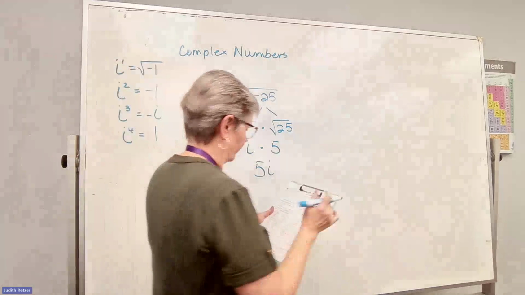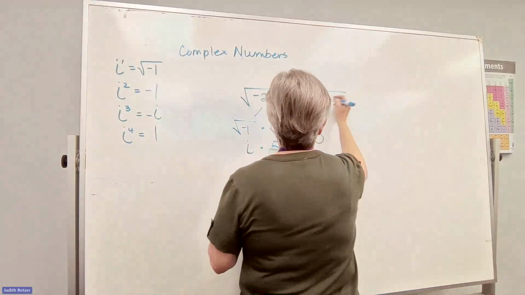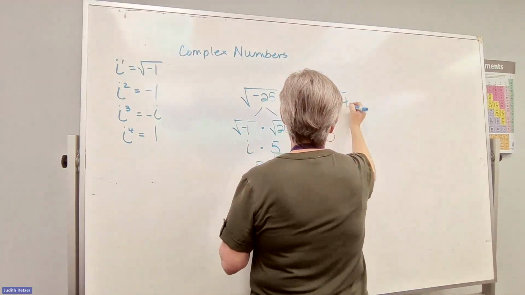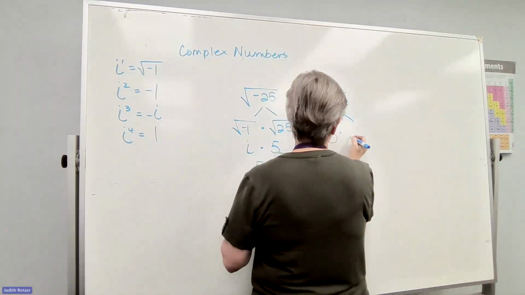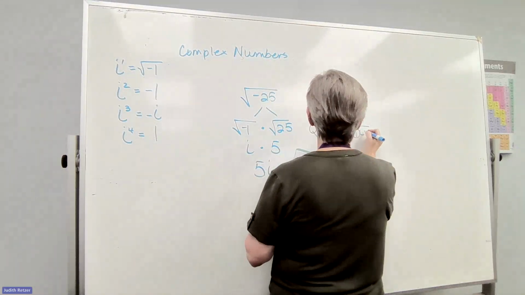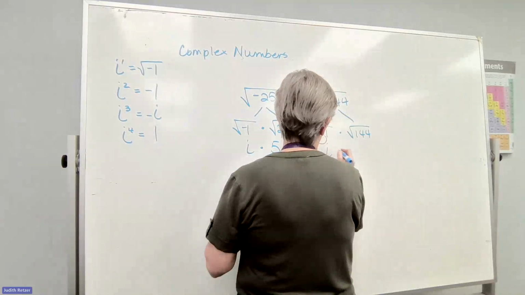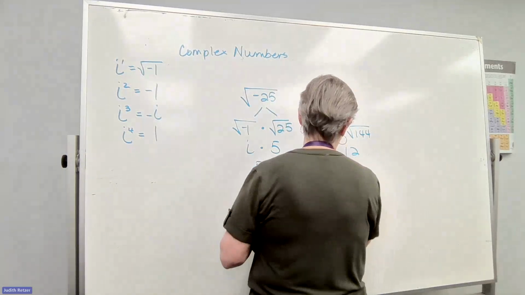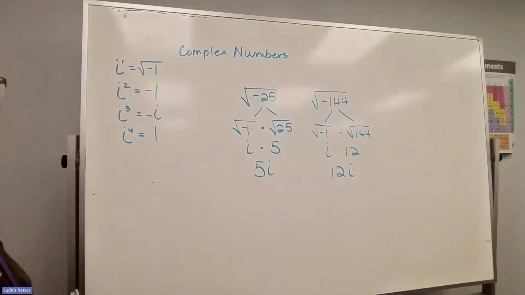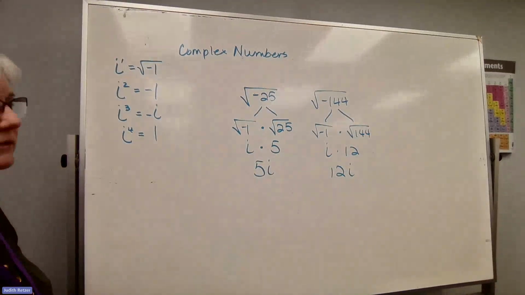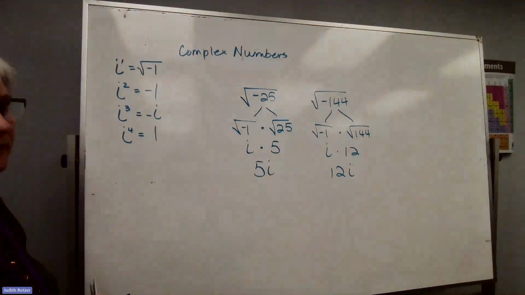Okay, the next one, we have the square root of -144. Again, square root of -1 times the square root of 144. So I have i times 12, which is 12i. Notice how we always put the number that the imaginary unit is attached to, we always put the number in front of it.